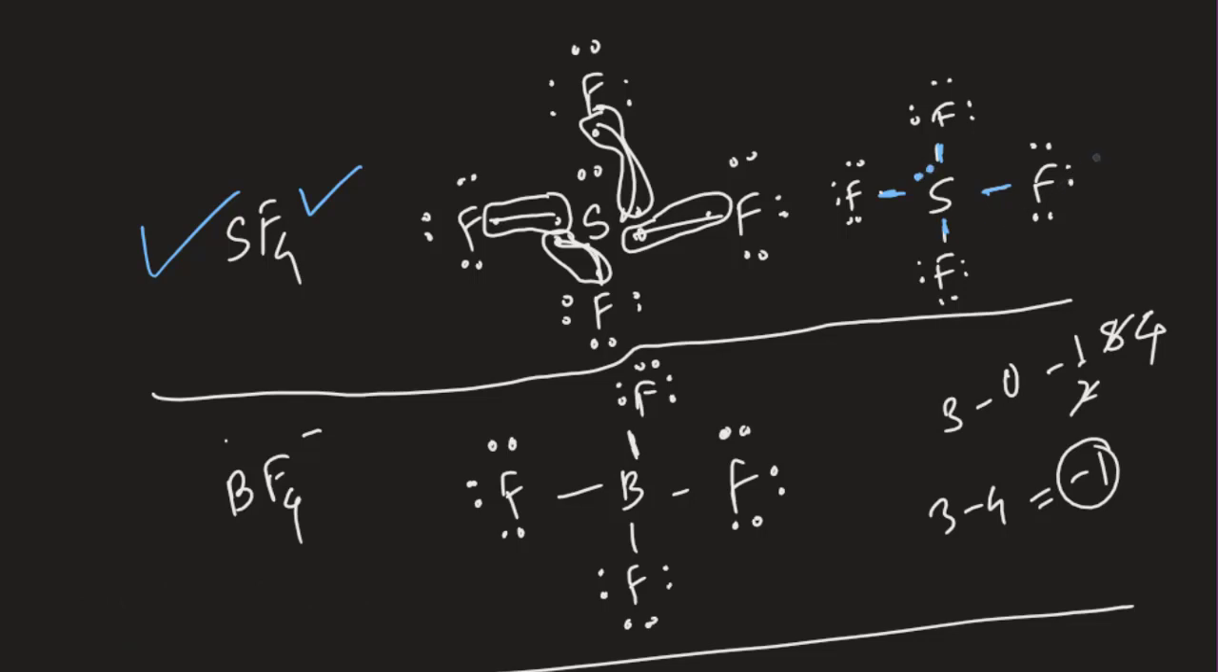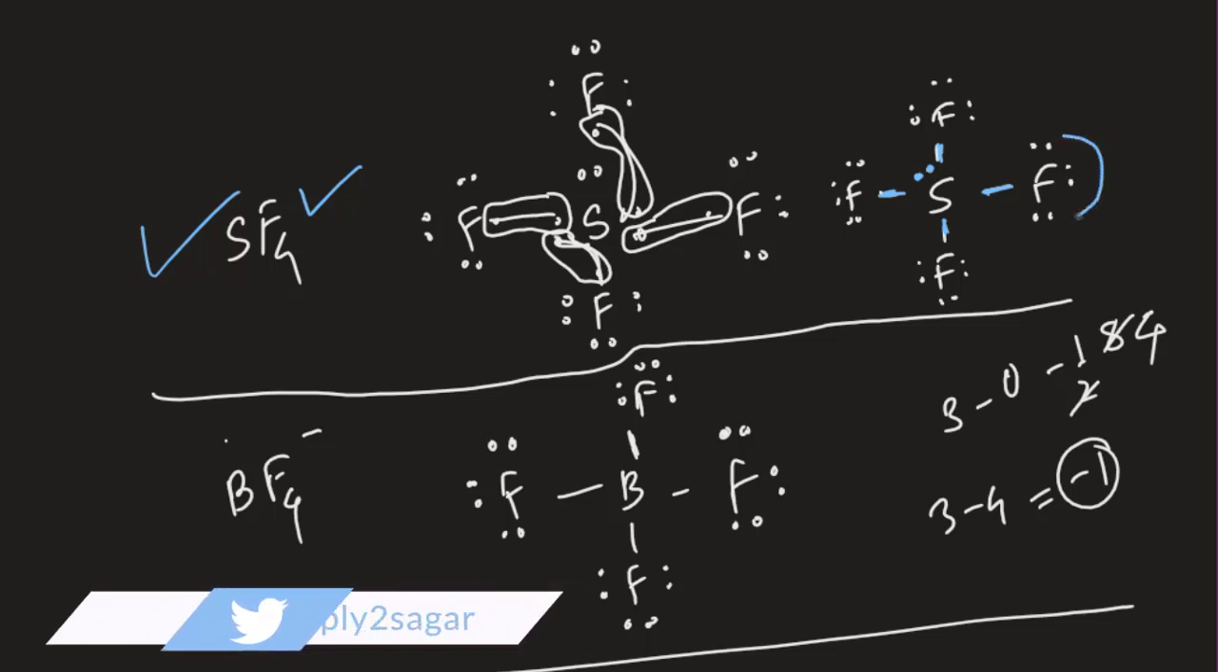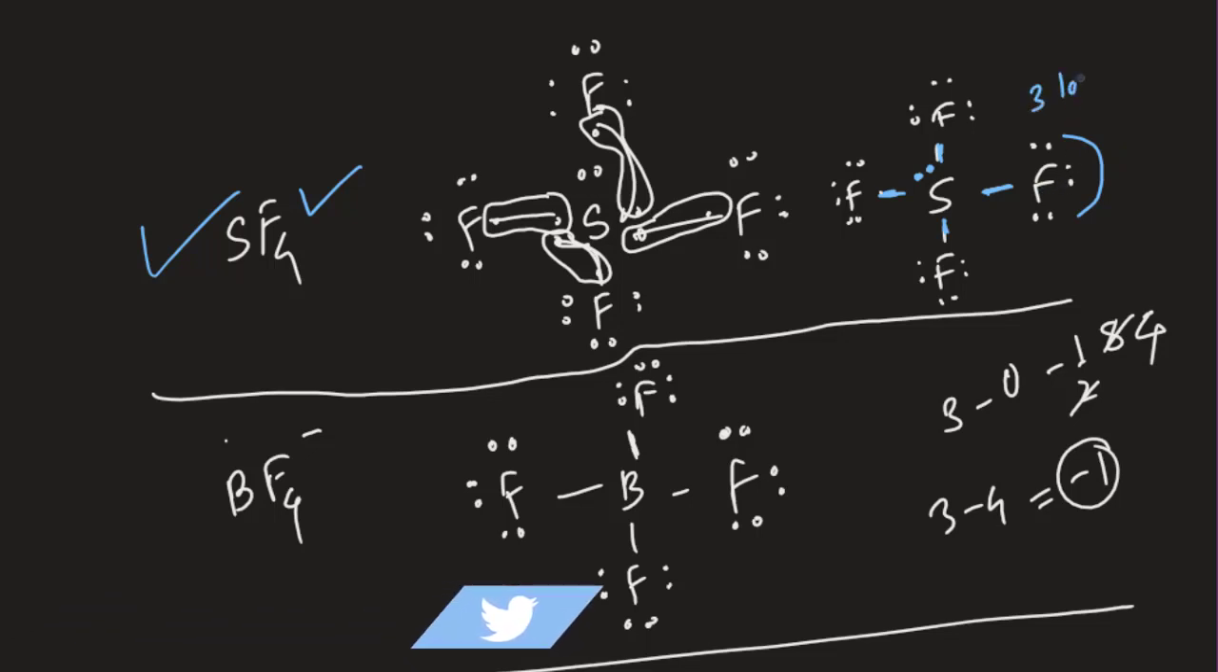And if you talk about each fluorine atom, you can see that the fluorine is also completing the octet. So there are 6 electrons around fluorine. That means 3 lone pairs. Okay, 3 lone pairs. And there is this bond between sulfur and fluorine.